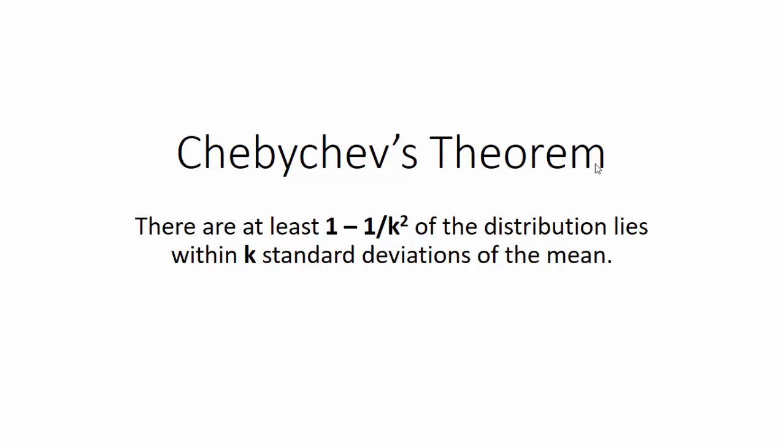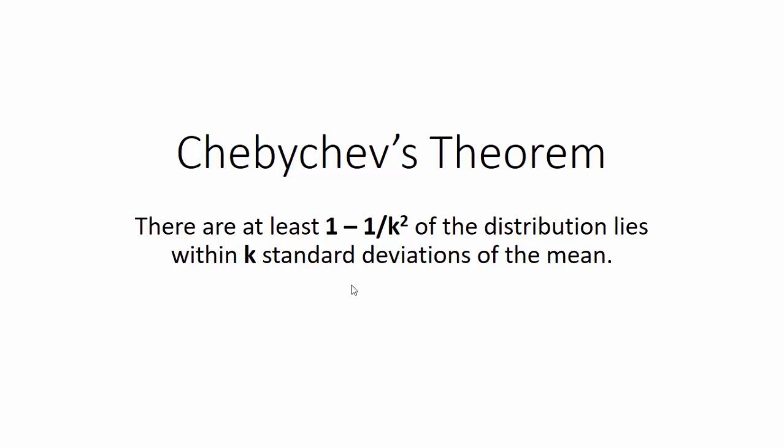Chebyshev's theorem says there are at least 1 minus 1 over k squared of the distribution that lie within k standard deviations of the mean. That means if you know the mean and standard deviation of the distribution, you can use this theorem to roughly estimate the proportion of the distribution that lies within a certain number of standard deviations of the mean.